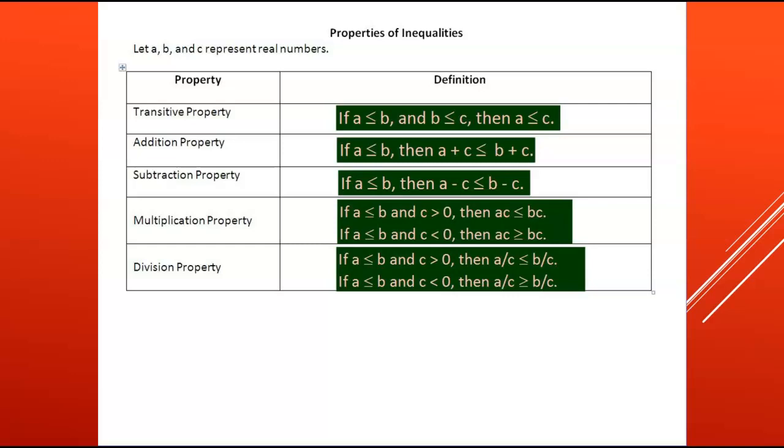Multiplication and division are a little bit trickier with an inequality because if you multiply or divide by a negative, which is what they're getting at right here in the second set of those lines, then the direction of the inequality changes. That's the key idea about the property of inequalities: if you multiply or divide by a negative, then the inequality direction changes.